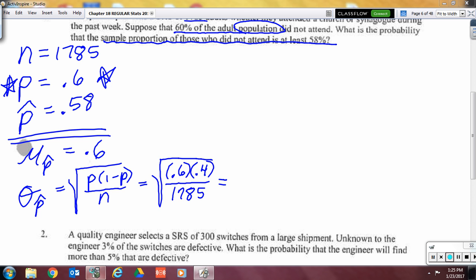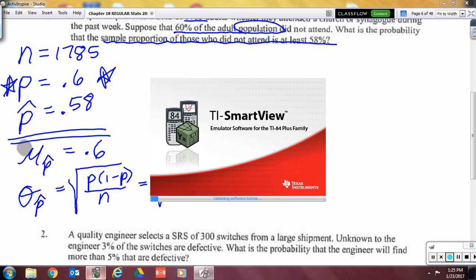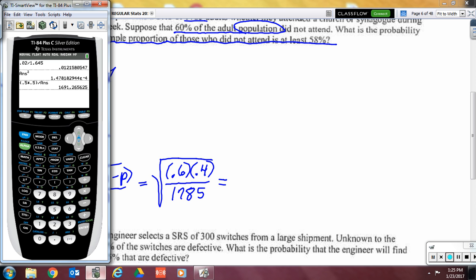let's just make sure you know how that's going to look in your calculator. So I got 0.6 times 0.4, and because of order of operations, I can just type that all in like that, divided by 1785. As long as it's all underneath the radical, I'm in good shape. 0.6 times 0.4 divided by 1785, and that's my number.